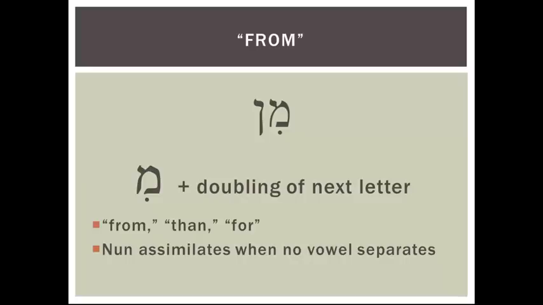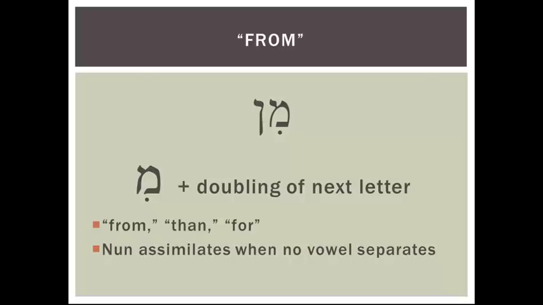And so you can have a mem, hirik, and a doubled next letter that is the from word here. The expression you learn, if you're learning the whole shebang of Hebrew, is that nun assimilates when no vowel separates. So if you have a mem, nun, lamed, the nun is going to become a second lamed, and you'll have min, hirik, doubled lamed.